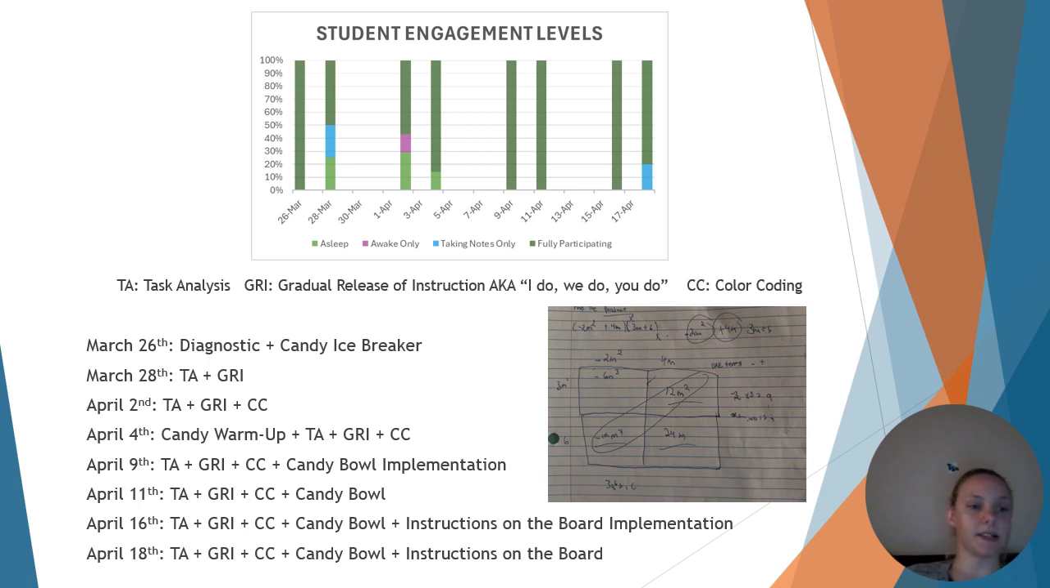So April 4th is when I shook it up with our candy warm up. And I have an 84% rate of full participation here, but I still have that 14%, that one student who was still sleeping. So on April 9th, I incorporated the candy bowl, the free access candy bowl with the mints and cinnamon candies, and I finally got that beautiful 100% full participation.